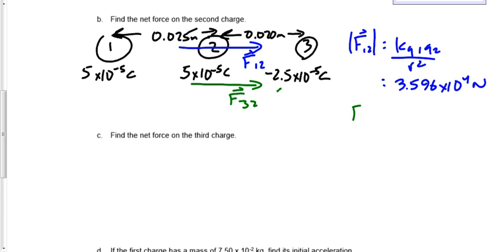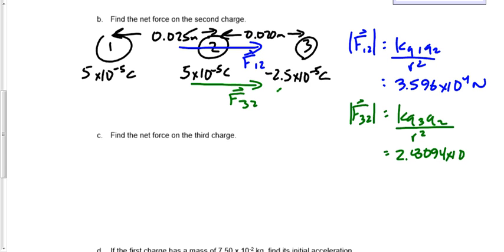F32, we're going to do the same type of thing, K Q3 Q2 over R squared. The value of R here would be 0.02 meters. Gives us a value of F32 of 2.8094 times 10 to the 4 newtons. Now what?